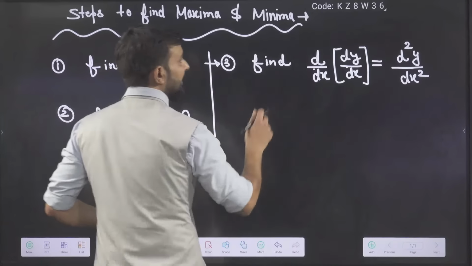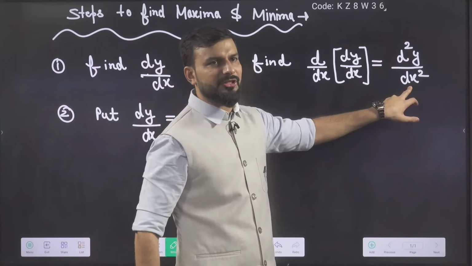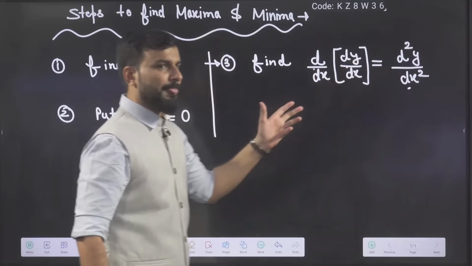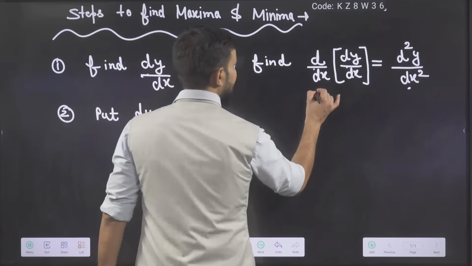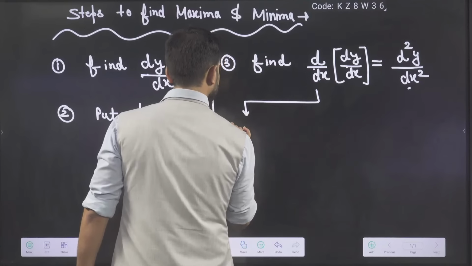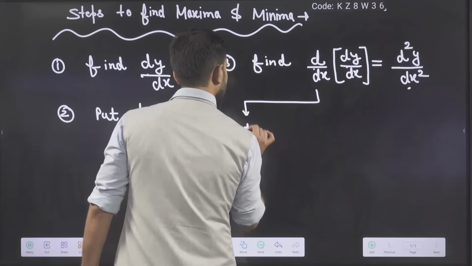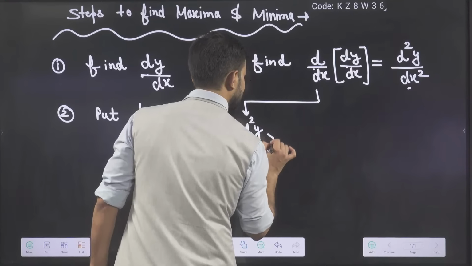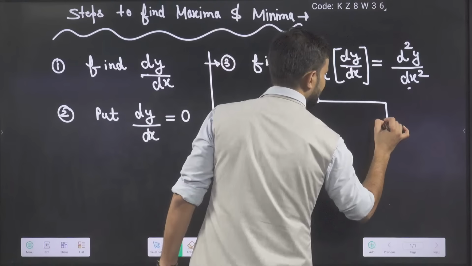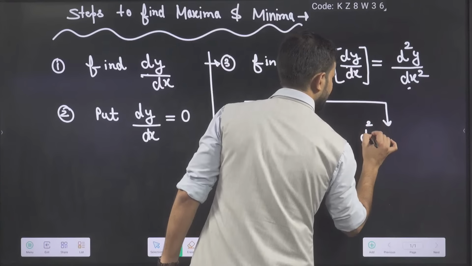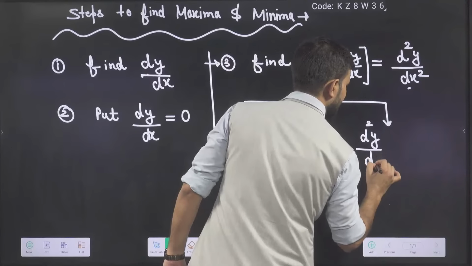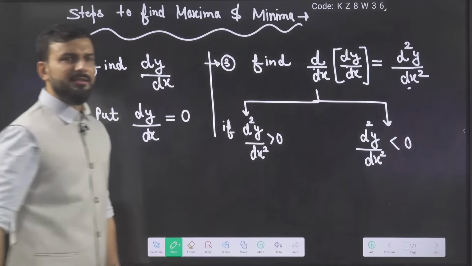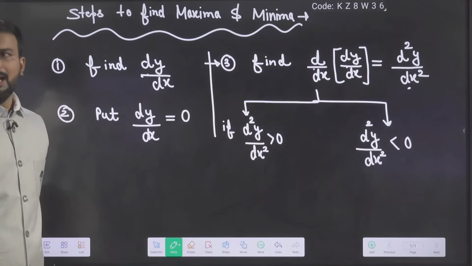Now from here there are two possibilities. This is the double differentiation. There are two possibilities of this double differentiation. What are those two possibilities? The first possibility, if d square y by dx square is greater than 0, or the second possibility, your double differentiation d square y by dx square is less than 0. Right? These are the two possibilities which can happen.